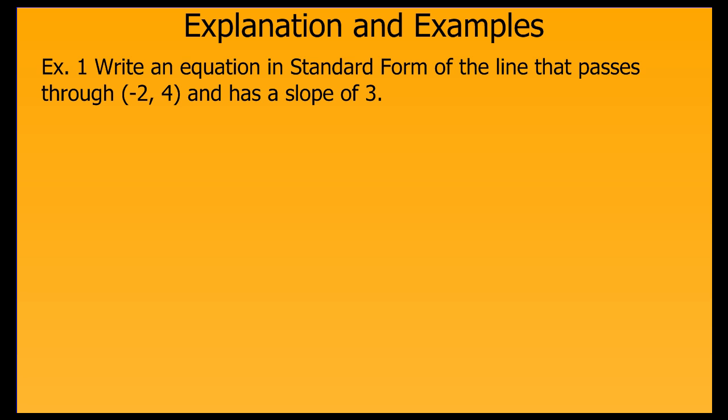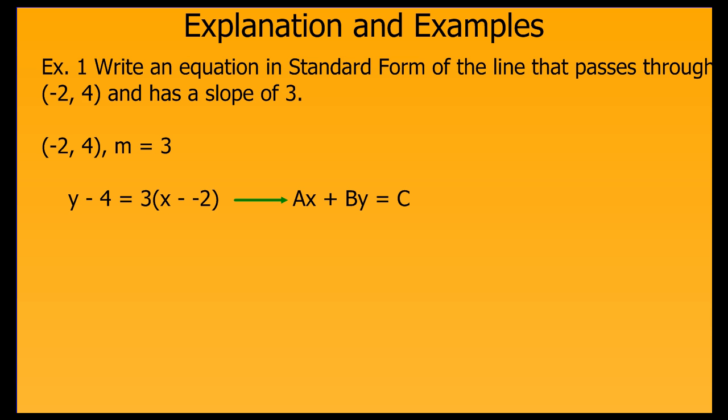We want to write an equation in standard form for a line that passes through the point negative 2, 4, and has a slope of 3. Well, we know a point and we know the slope. So the logical thing to do is to use our point-slope form, which gives us y minus 4 equals 3 times the quantity x minus negative 2. Remember that our goal is to get this into the form ax plus by equals c.